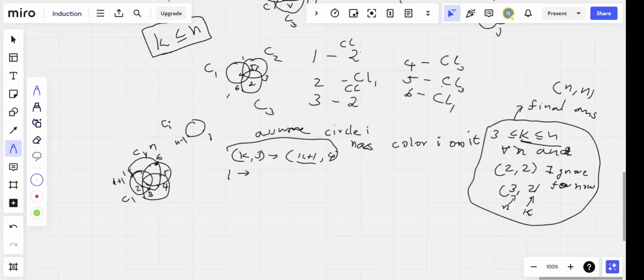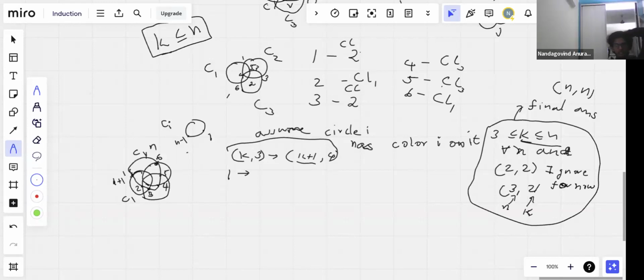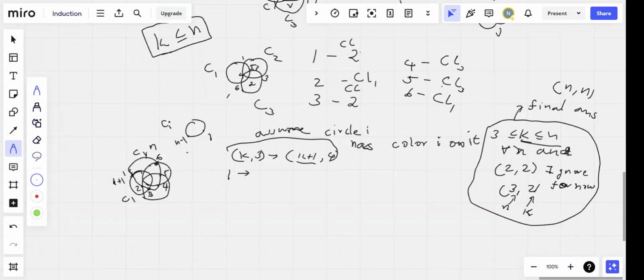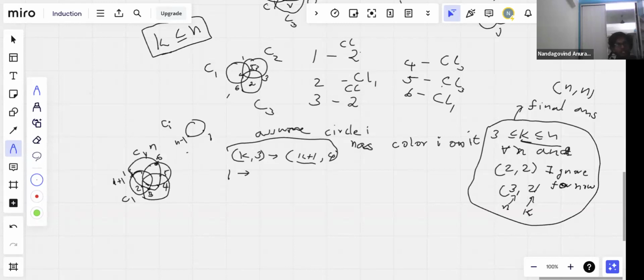I have a doubt. Since we're drawing a new circle and it's going to intersect at two new points for every other circle, and since the other circles would already be satisfying the k comma n coloring that we assumed in the inductive step, the two new points should be colored with a new color, right? Because if they were colored with a color that already exists, then that would change. Or actually, just one point could be colored with the new color, and the other point could be an old color.